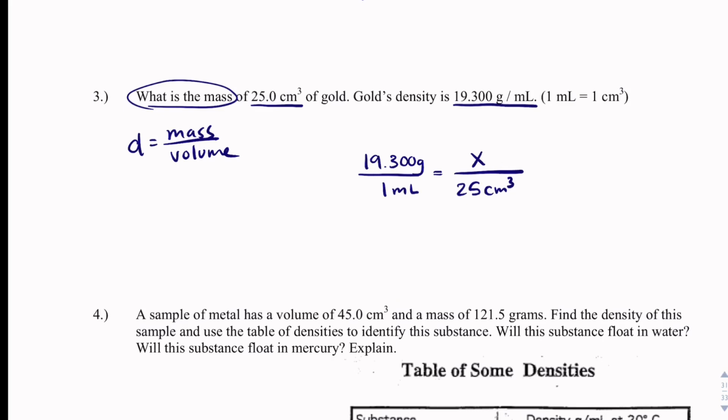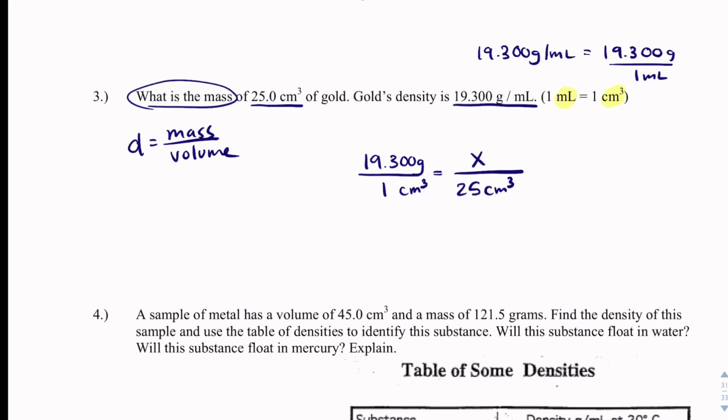So does this make sense that 19.3 grams per milliliter is also the same thing as 19.3 grams for every 1 milliliter? You don't need to show the conversion of milliliters to cubic centimeters here just because it's 1-to-1. It's a very easy thing. So what I'm going to do is just say that this is 19.3 grams for every 1 cubic centimeter.